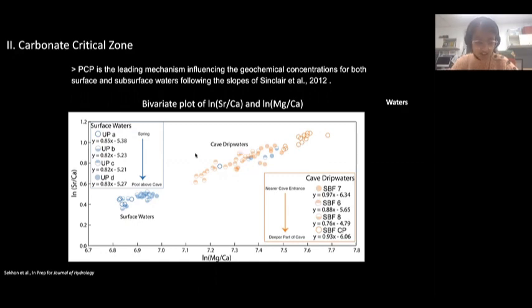So this is a really nice plot that is essentially showing that the slopes fall within Sinclair 2012, and that suggests that prior calcite precipitation is the leading mechanism that is influencing or modulating strontium to calcium and magnesium to calcium ratios in this system. So the cave drip waters that are reaching the cave system have already gone through prior calcite precipitation in the surface and within the watershed.